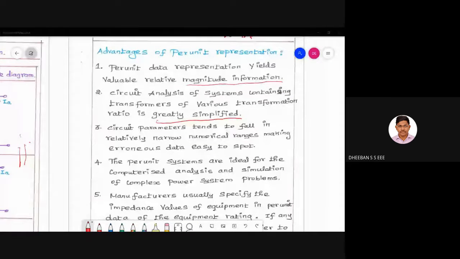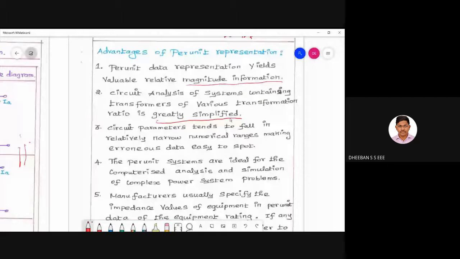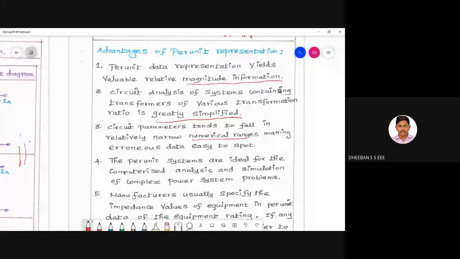Okay. So after this, the circuit parameters tend to fall in relatively narrow numerical ranges, making erroneous data easy to spot. As I said, it will be in terms of integer values, mostly from 0 to 1. So this is the main data range you can see. 98% of the time, the per unit value will range from 0 to 1. In some cases, it might go up to 3 to 4. Those are exceptional cases in the power system network.